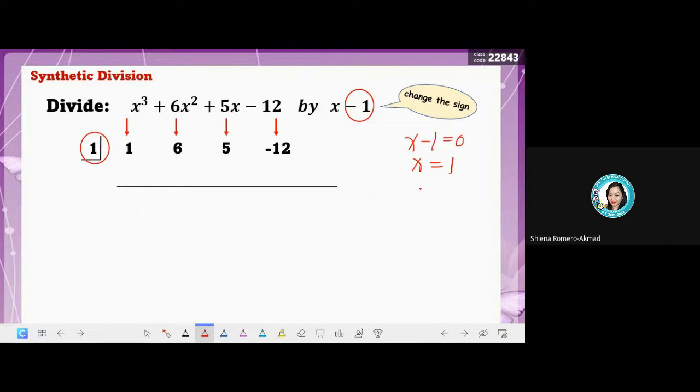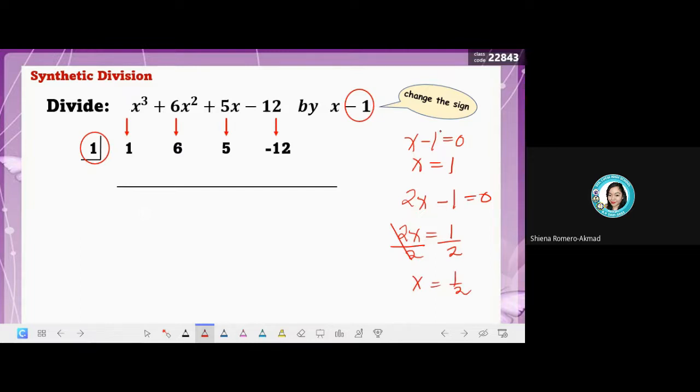Kasi pag ganun, minsan kasi nagkakaroon ng numerical eh. Kunwari, ganyan yung binigay sa'yo, magdi-divide ka sa ganyan. Magiging fraction to. Bakit? Magiging 2x equals 1. Divide both sides by 2. X is equal to 1 half.